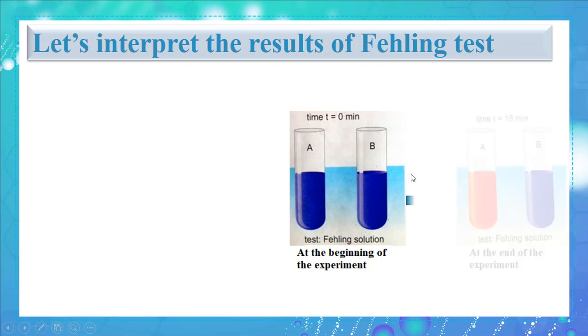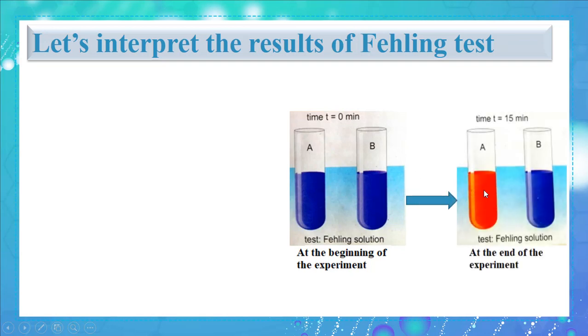Now, notice that at the end of the experiment, the color of Fehling solution changes into brick red in tube A. What does this indicate? It indicates the presence of reducing sugar in tube A. However, the Fehling solution remains blue in tube B. What does this indicate? That's right, tube B still contains no sugar.